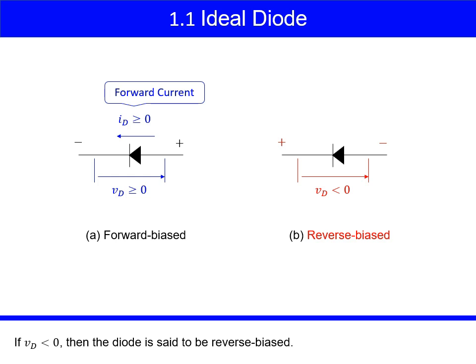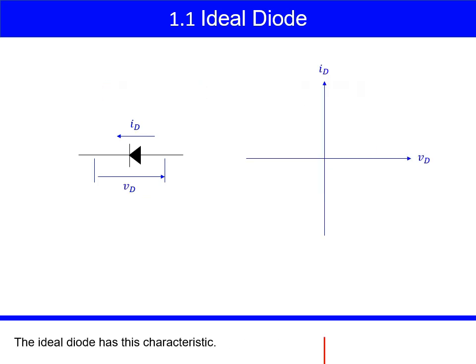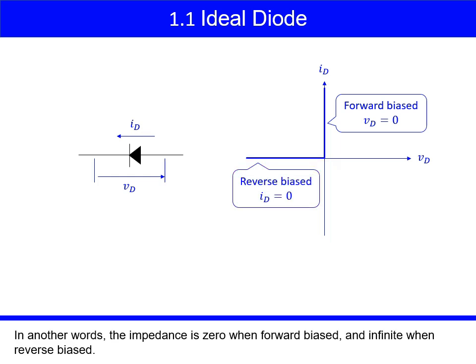If Vd is negative, then the diode is said to be reverse biased. And the small negative current is referred to as reverse current. The ideal diode has this characteristic. If it is forward biased, then Vd equals 0. If it is reverse biased, then Id equals 0. In other words, the impedance is 0 when forward biased, and infinite when reverse biased.